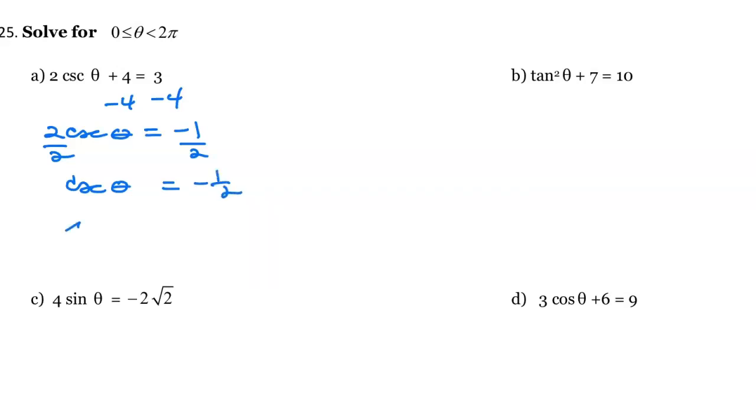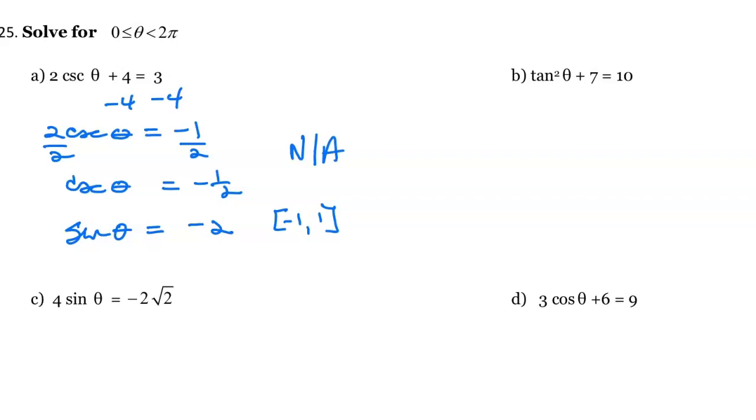Remember, cosecant and sine are reciprocal, so flip this over and you get a -2. -2 is beyond the range of sine, because remember, sine is from -1 to 1, and therefore you have no answer there. Okay, moving on to B.